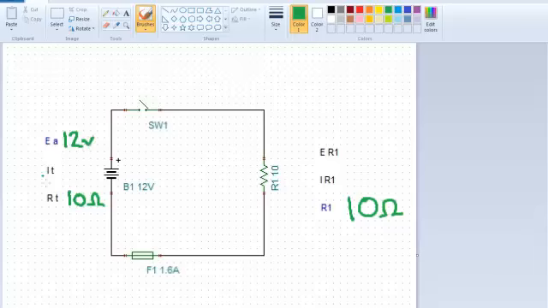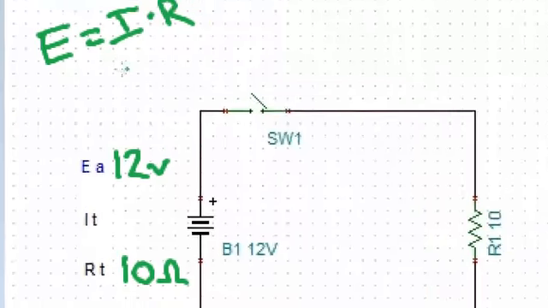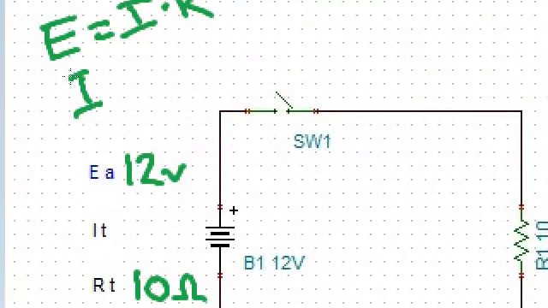Now here I've got 2 out of the 3 components that I need to use Ohm's law. Remember Ohm's law, E equals I times R. Or we can do variations of that. Since in this case we're missing I, we can go with I equals E divided by R.